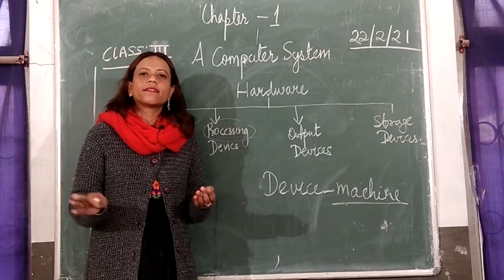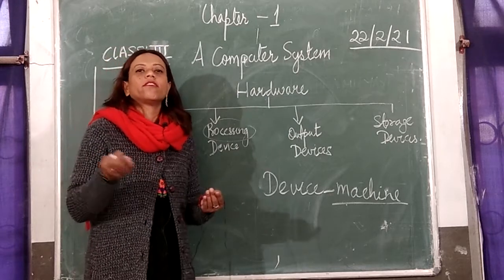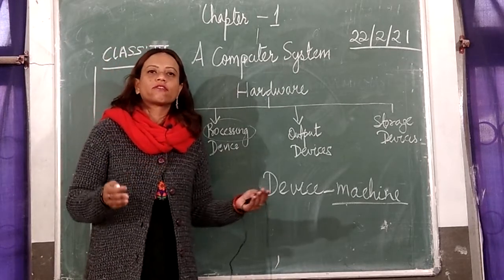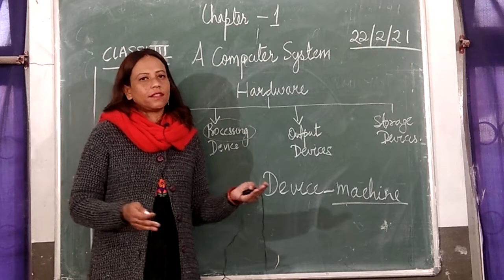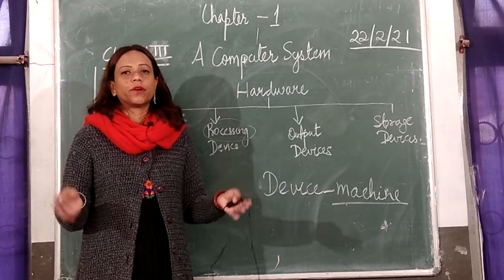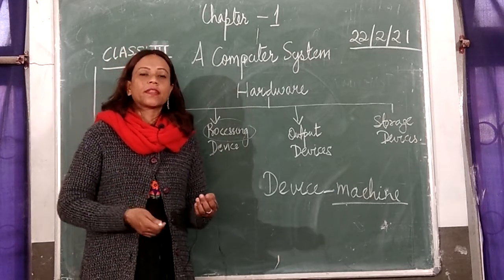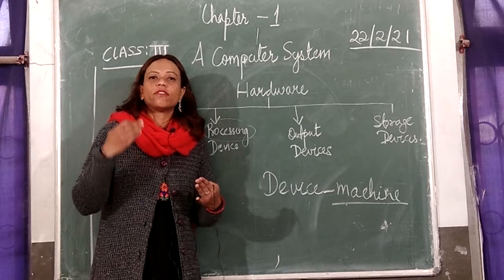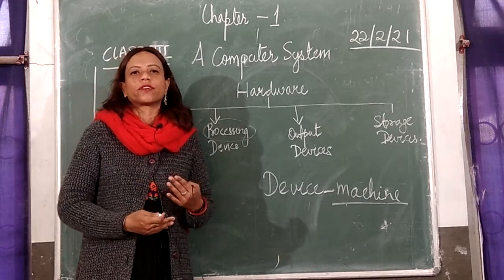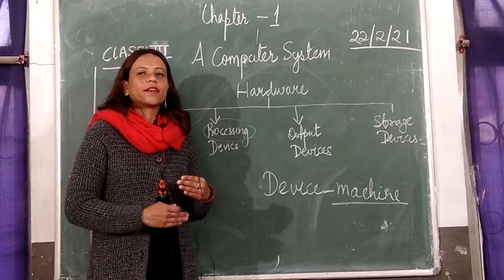When your mother is cooking inside the kitchen, she is doing some work. That is also processing. When your father is working in his office, he is doing some work. That is also processing. When you are with your textbook and exercise copies, you are writing, you are studying, your brain is doing some work. Your brain is processing. Work is happening.